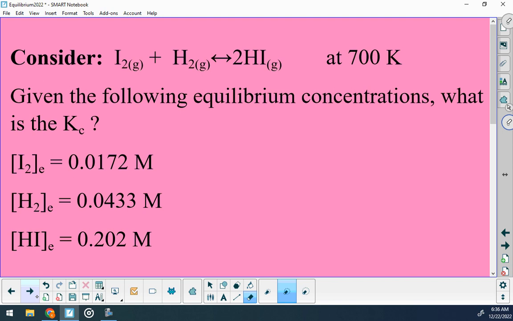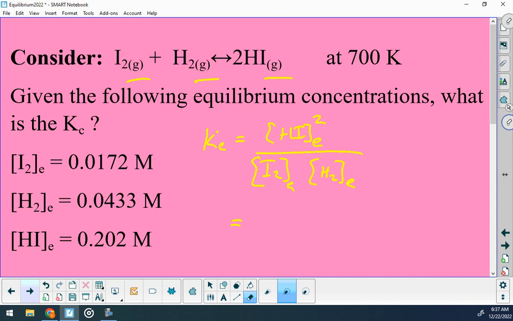All right, piece of cake, right, ladies and gentlemen? Kc, write the expression. What is it going to be? First of all, notice none of these are solids or liquids, so they're all going to be in my Kc expression. I'm going to take the concentration of my HI, and it's got a coefficient of 2, so I'm going to square that. Just to remind myself, I put a little e to say that I have to use an equilibrium concentration. And then I'm going to divide that by the concentration of my I2 at equilibrium, and I'm going to divide that by my concentration of H2 at equilibrium.